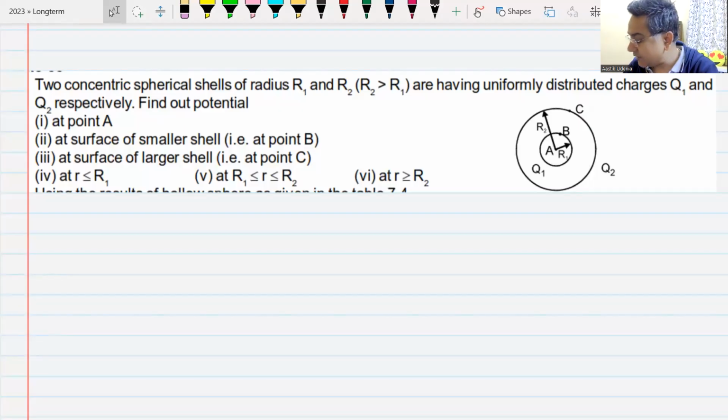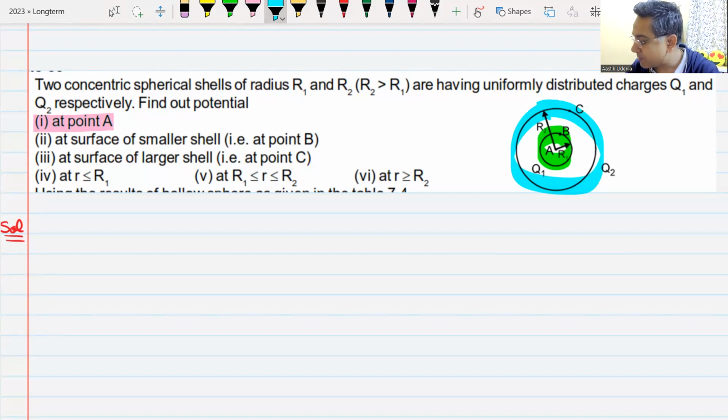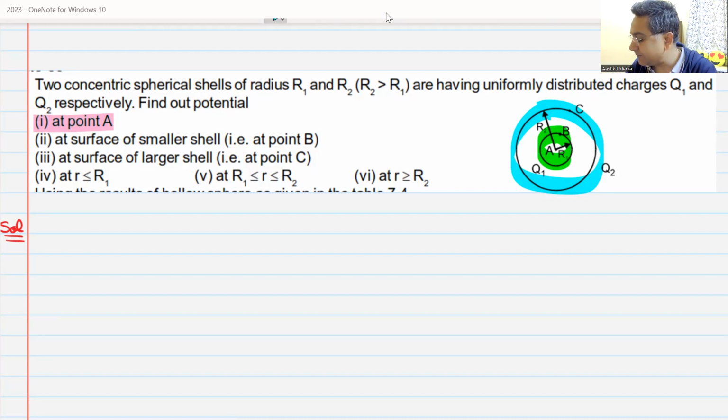So how are we supposed to find out the potential of the point A? This point A is nothing but the center of the two shells. How will I get the potential of point A? Potential of point A would be due to two spheres, the green sphere and the blue sphere. How much will be the potential created by the green sphere?